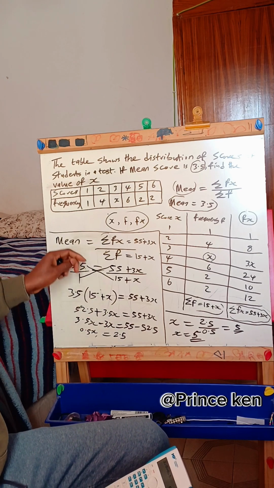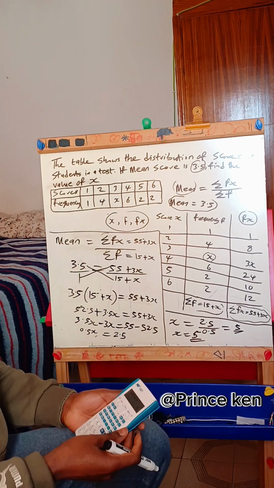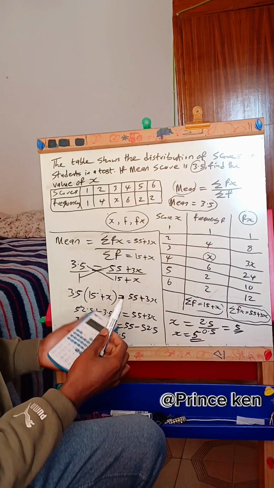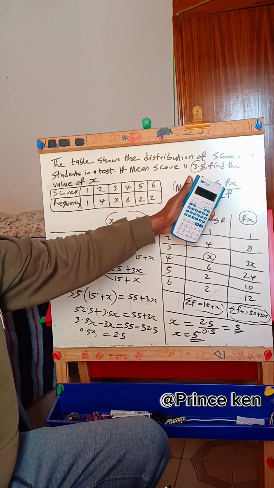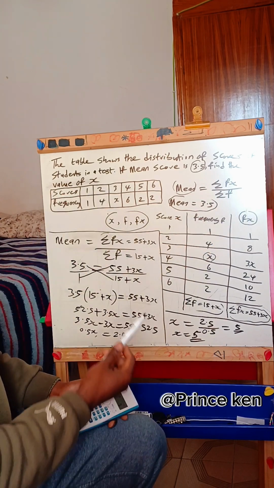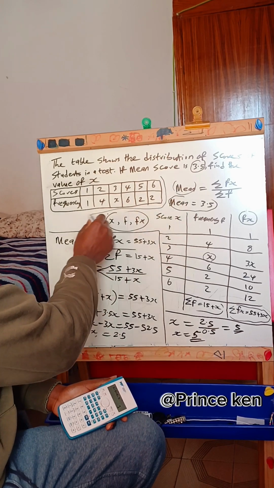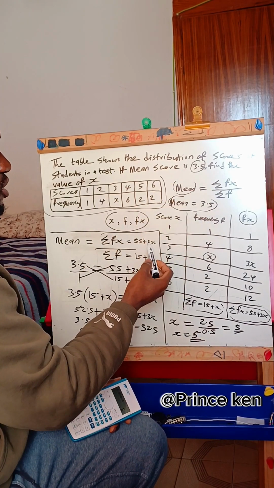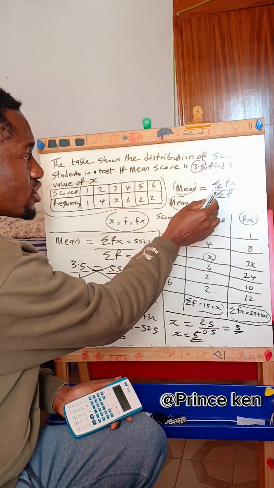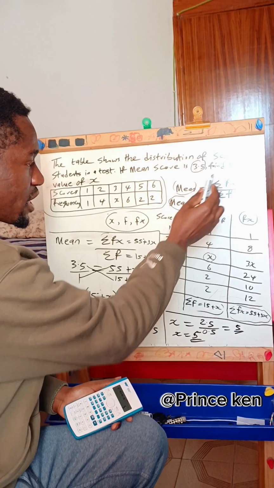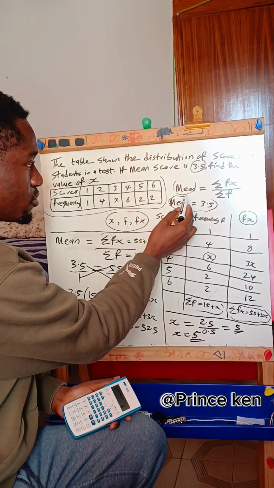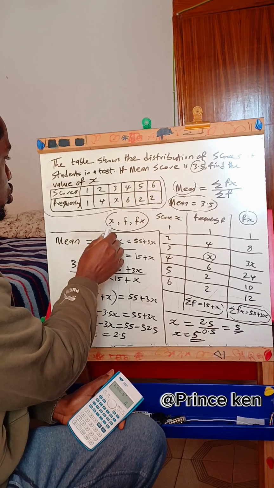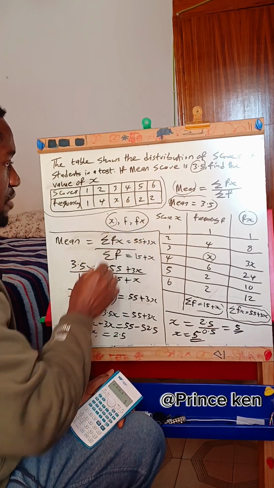Now, let me summarize. The question says that the table shows the distribution of scores of students in a test. If the mean score is 3.5, find the value of x. Now, they gave you this table to solve. The mean was given, and the mean formula is summation of fs over summation of f. The mean has been given to be 3.5. Now, you have to prepare a frequency table to show s, f, and fs.